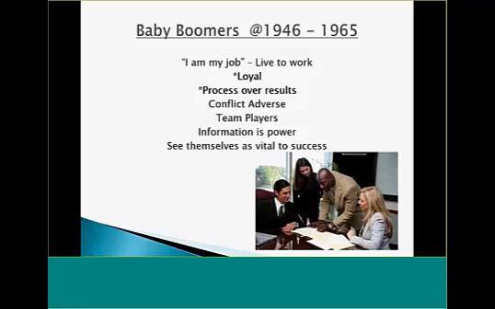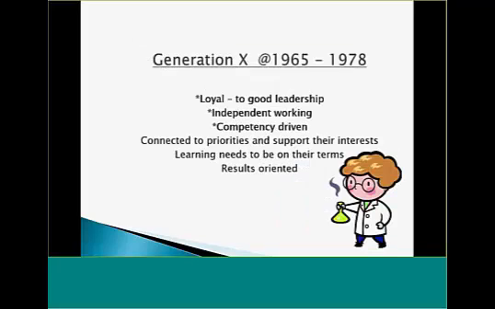For the baby boomer, information is power. This is where we want to be able to have all the information, and it might be very much because they see themselves as vital to success and the success of those around them to whom they're loyal, or their profession, or the work in which they're part of. So those organizations become really important to them, and they don't do a whole lot of job jumping, a lot of job skipping. Once they commit to a process, they're usually there for the long haul.